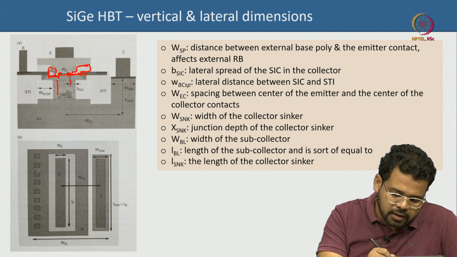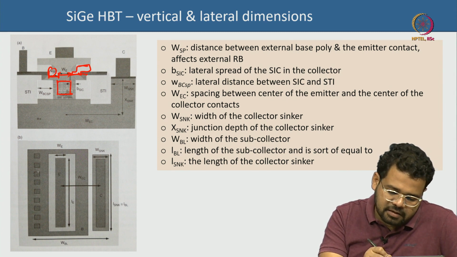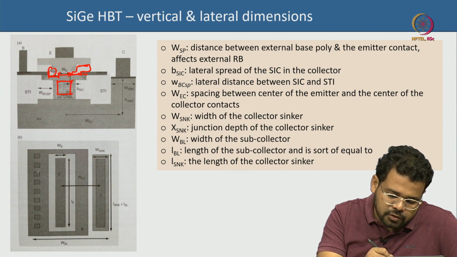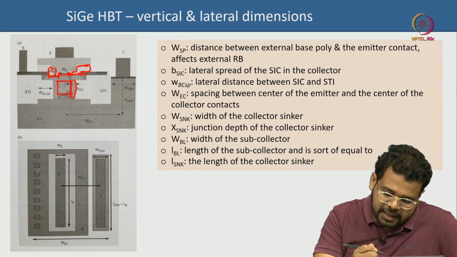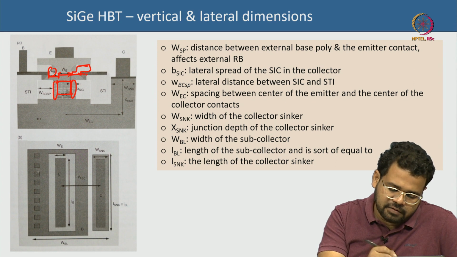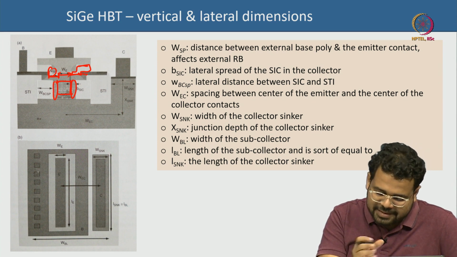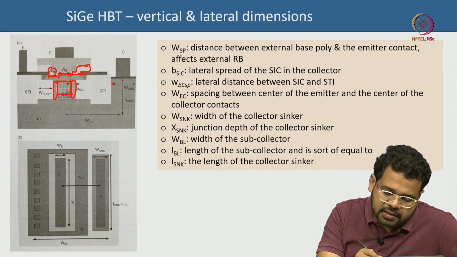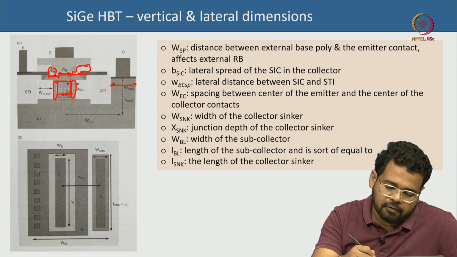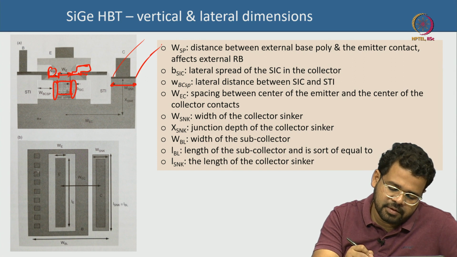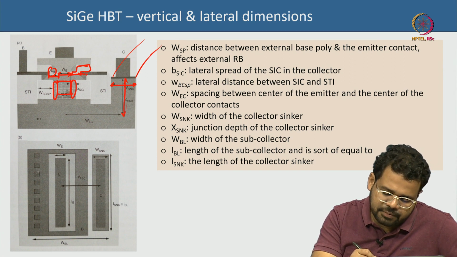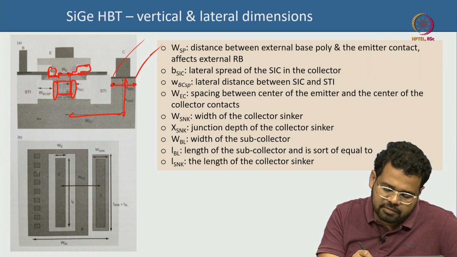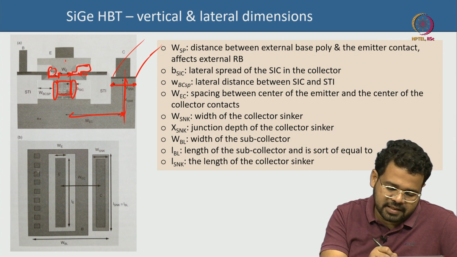This is actually your selectively implanted pedestal collector, but then it also laterally diffuses out. So this part is very much a part of your collector. This is called the extended part of the SIC, the selectively implanted collector. This is your sinker width, and of course there will be a sinker length also, in the dimension. This is the sinker junction depth x, and this is the lateral distance between the center of the collector to the center of the emitter.